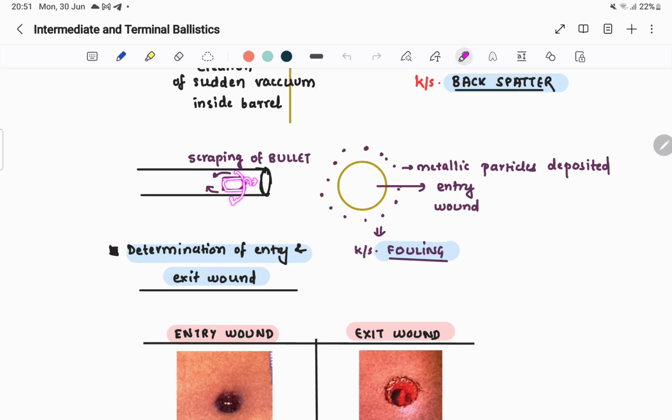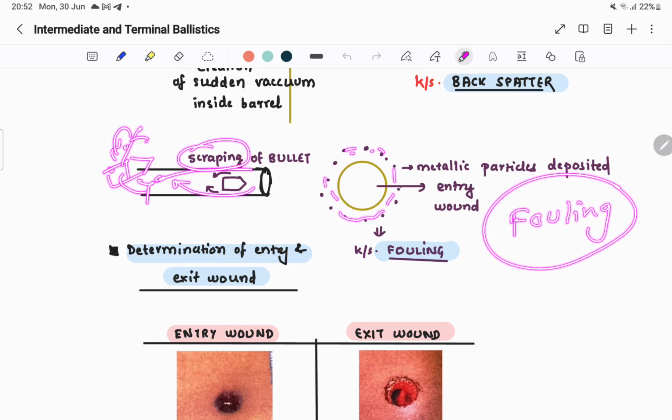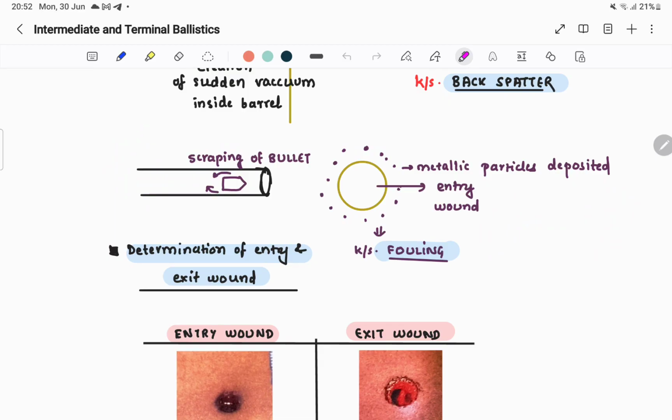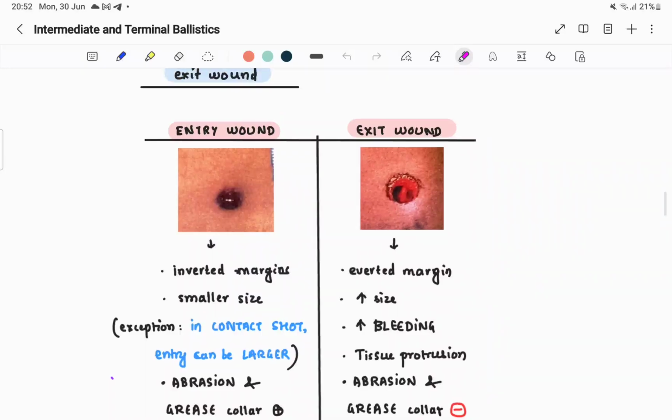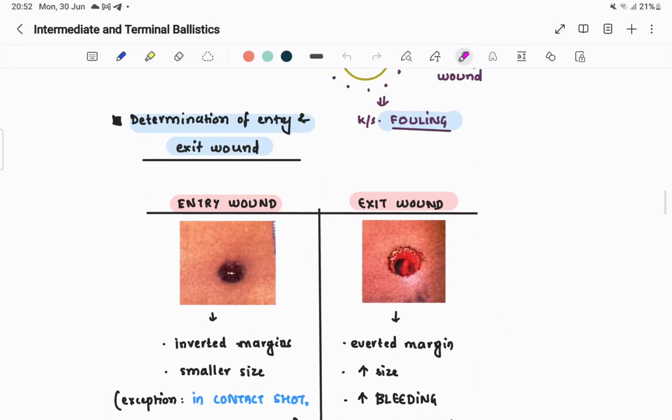This bullet is rotating. So whenever there is an entry wound, the gun may be scraped off, but some particles of the bullet are lost, and metallic particles are deposited around the wound. This is called fouling. So back splatter and fouling are two things. Fouling is basically deposition of metallic particles due to scraping of the bullet. Back splatter is basically sucking of the blood and tissues inside the barrel due to vacuum creation.